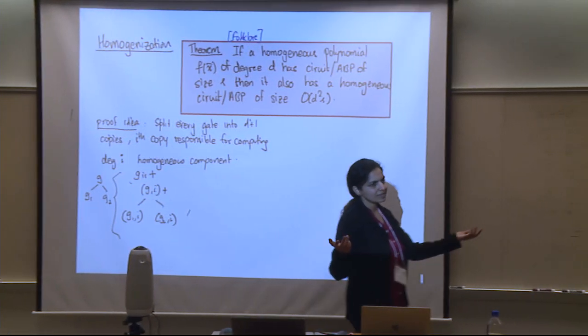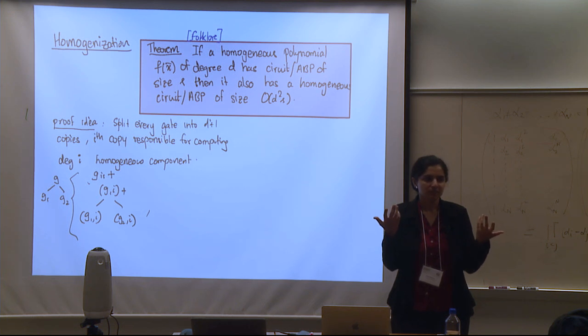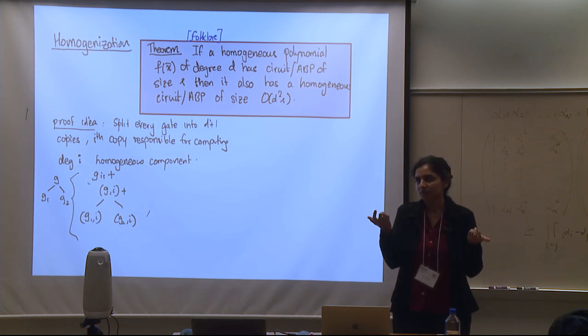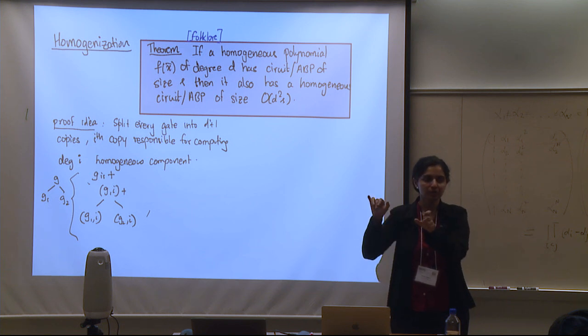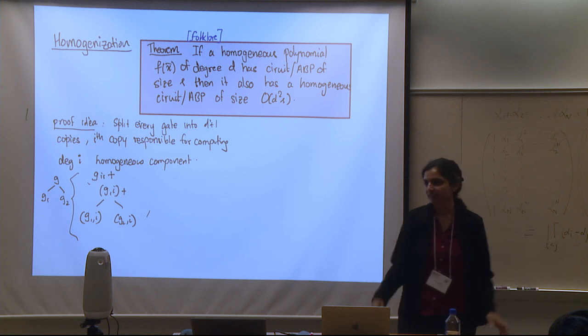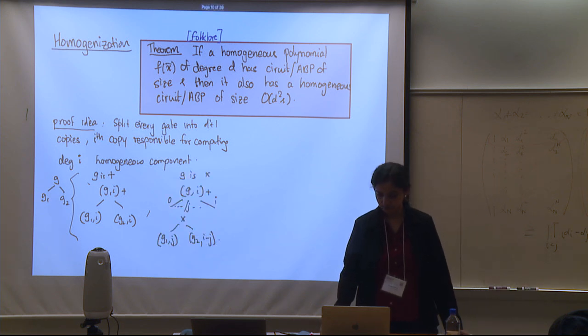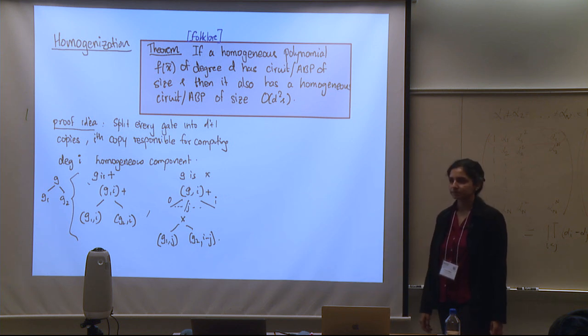Multiplication is like convolution. That's like a one-word proof for it. If you have to compute a degree I component for your final gate, you can take the degree 1 and degree I minus 1 components, and then degree 2 and degree I minus 2 components of its children, and put it together. That's basically the convolution operator for the children, and you can do that. Super simple. That's the whole proof.